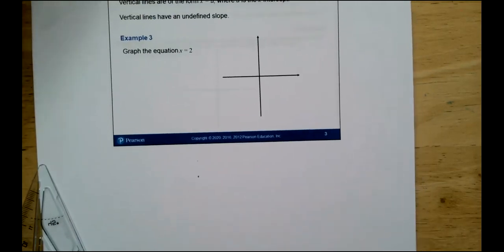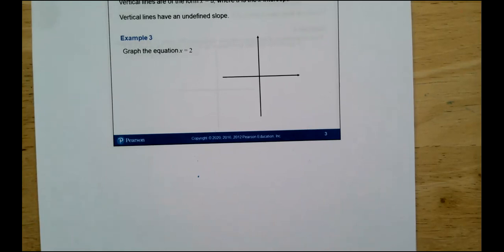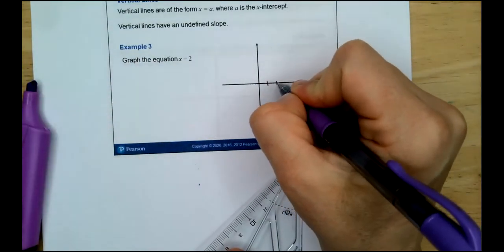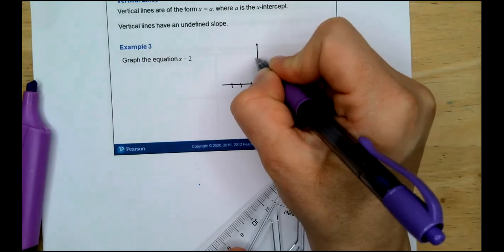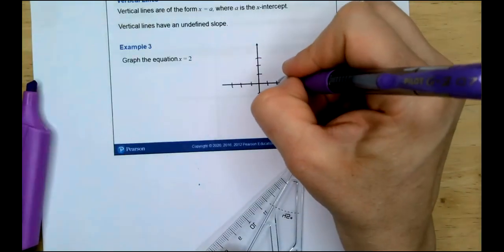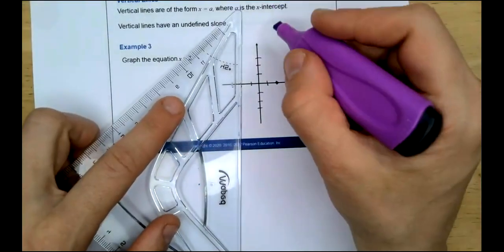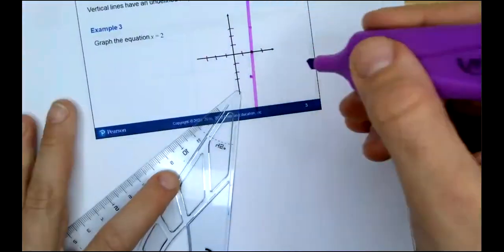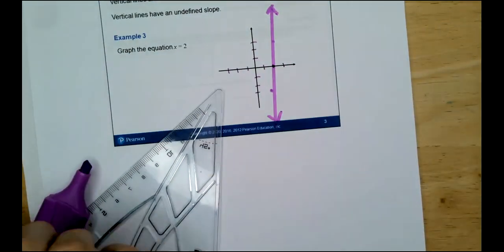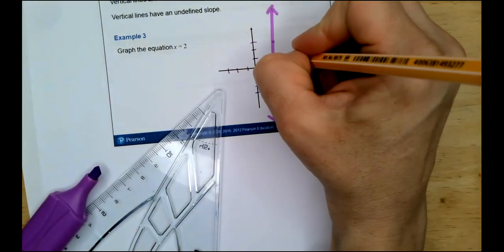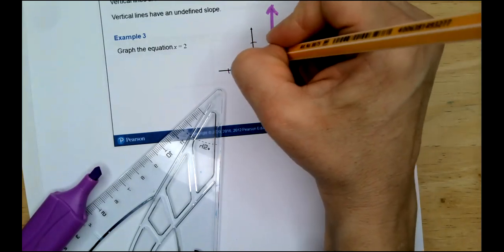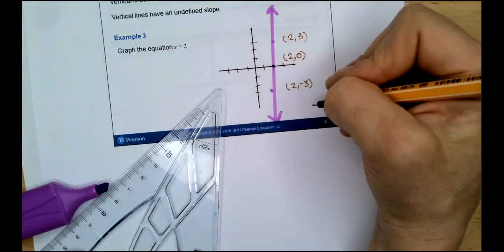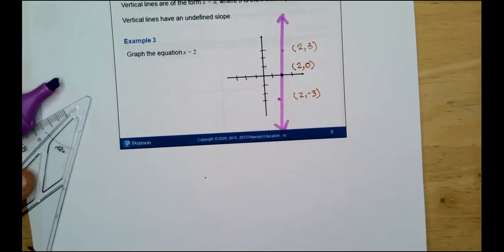Vertical lines are of the form x equals a, where a is the x-intercept. So graph the equation x equals 2. At x equals 2, it's going to cross the x-axis. It's going to be x equals 2 no matter what the y is. Okay? So it's just this line. It's this line forever, where x is 2 when y is 0, x is 2 when y is 3, x is 2 when y is -3. No matter what y is, x is always 2, so that is the equation x equals 2.